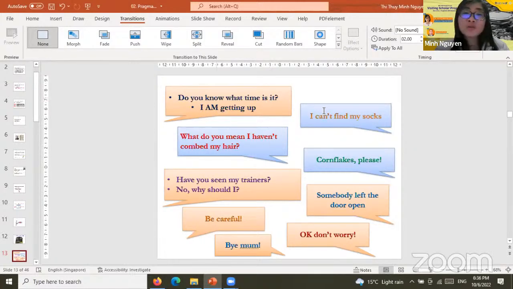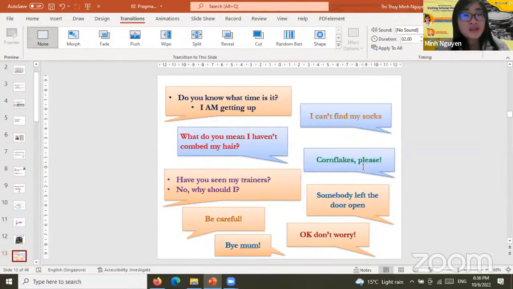Or if a child says to her mom in the morning, I can't find my socks, it's not just a statement that I can't find my socks. It's a request: can you help me find my socks? Or it can be a complaint: where did you put my socks? Or if the dad says to the mom, cornflakes, please, this is a request for the mom to pass the cornflakes.